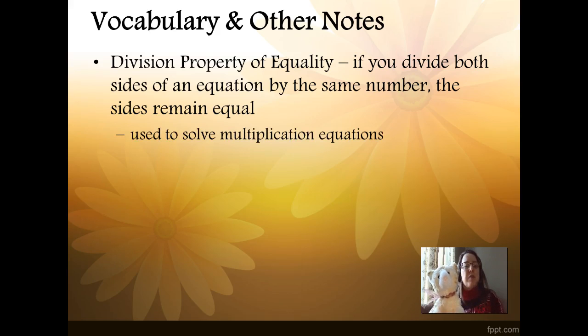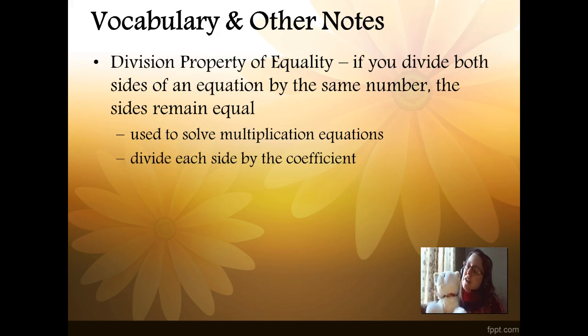The division property of equality is used to solve multiplication equations, and we are going to solve by dividing each side of the equation by the coefficient. And if you remember from previous lessons, the coefficient is the number that is multiplied times the variable. I think we ought to be able to handle this pretty easily, don't you? Then let's get to the examples.